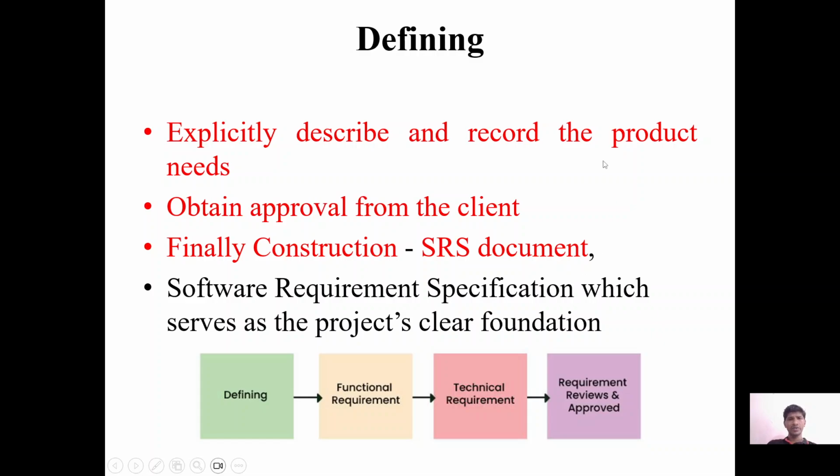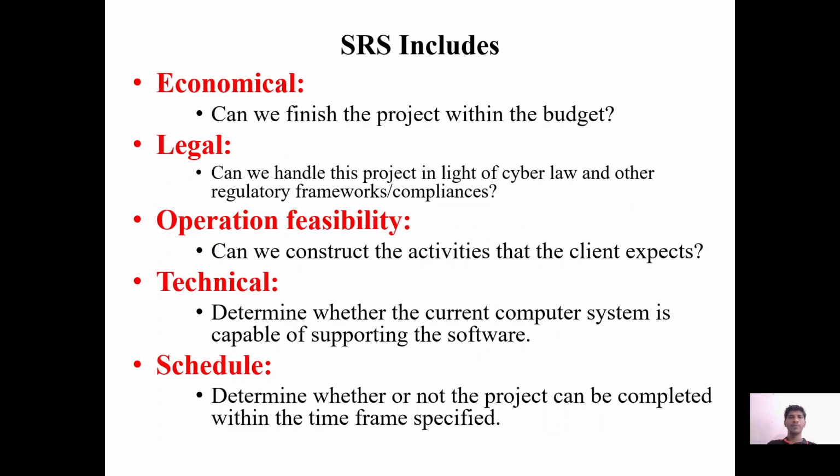Next is defining. Here we explicitly describe the requirements and the product needs, and get the approval from the client. In the end, we will be getting the SRS, that is the software requirement specification document, which will be the clear foundation for the software development. The software requirement specification includes the following. So what are they?